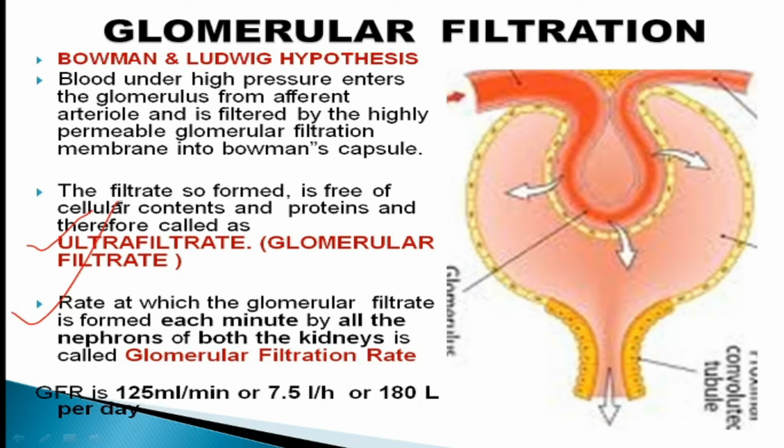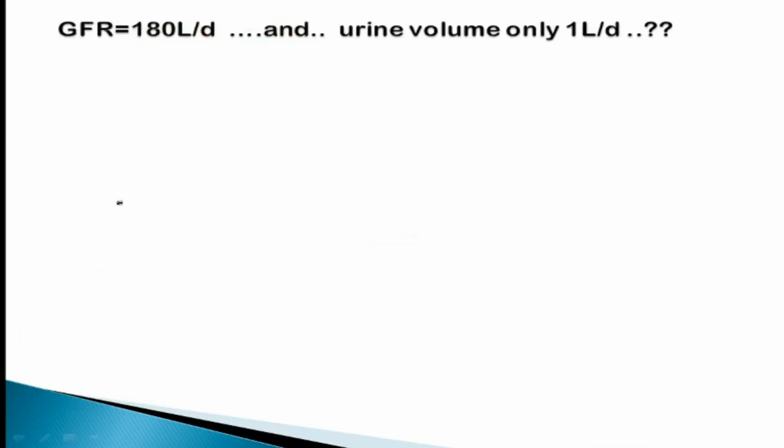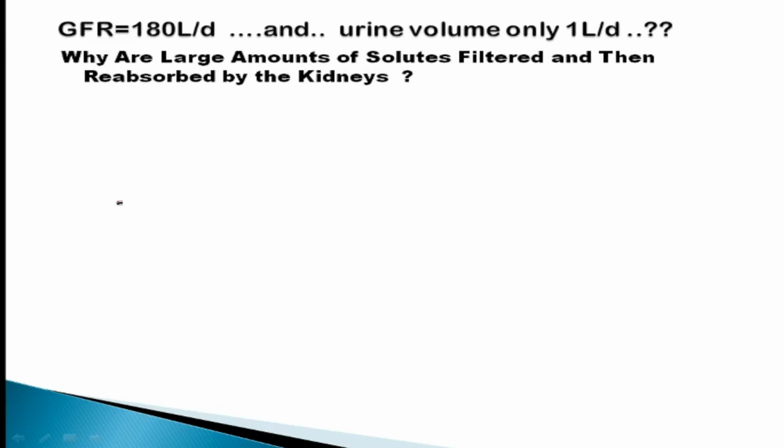But here a question arises in the mind: if there is 180 liters of filtrate being formed per day, then how much urine are we excreting out per day? Is it 180 liters? Of course not. The amount of urine which we are excreting is just about 1 to 1.5 liters per day. So what is the importance of filtering such a large amount of fluid across the glomerular capillaries and putting a load on the kidneys? Definitely this has something very interesting to do.